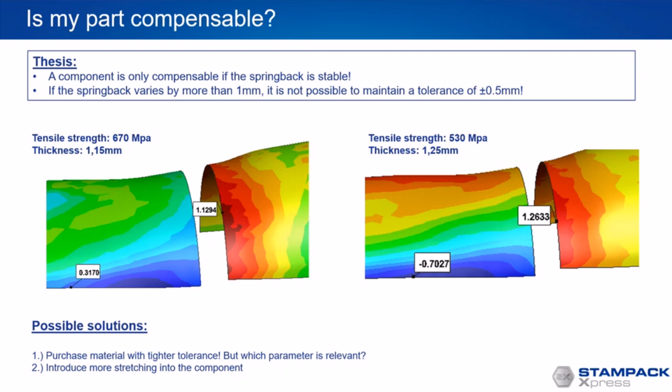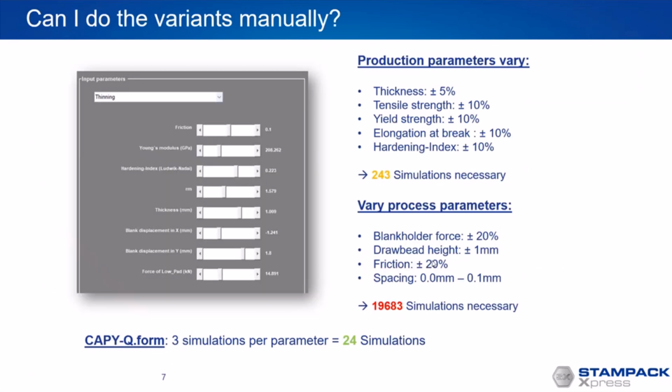And of course, the second solution that is always good is if you introduce more stretching to the component, and typically then the springback gets more stable. And finally, is it possible to make these variations manually?